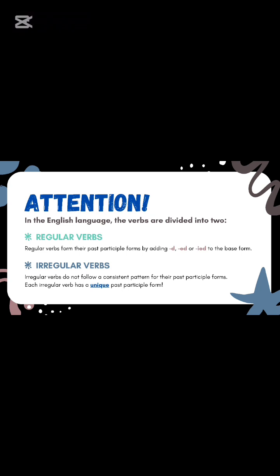The second group is irregular verbs. Irregular verbs do not follow a consistent pattern for their past participle form. Each irregular verb has a unique past participle form. If you need the list of these verbs, I already left it for you in the description of the previous video. Can you watch the list?